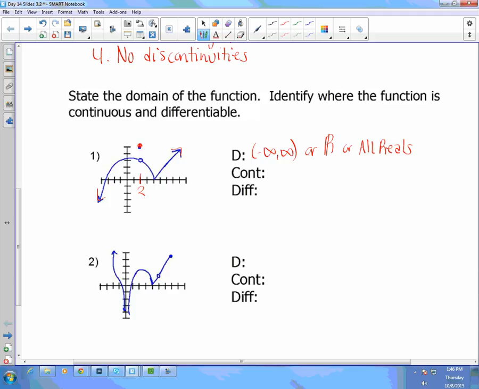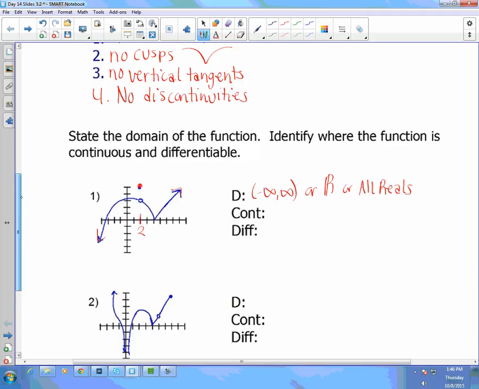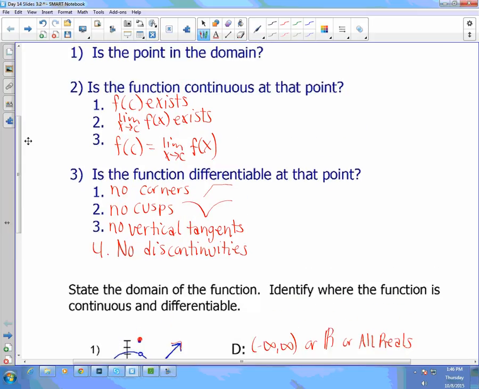Okay, let's now write the interval on which it is continuous. Is it continuous everywhere? No. Where is it not continuous? X equals 2. You can see that with the old school definition of continuity. You cannot write that on your AP test. You must be able to prove it by showing that at least one of the rules of continuity fails.